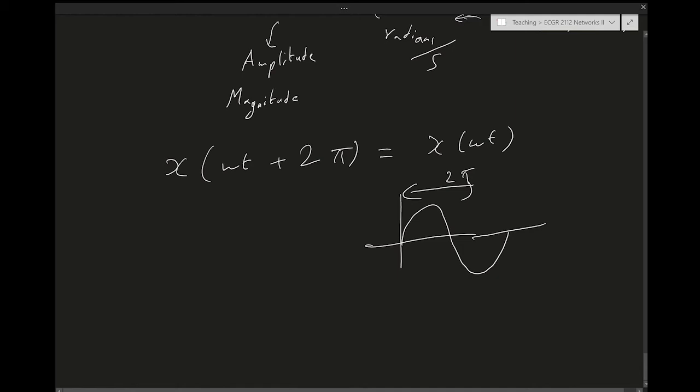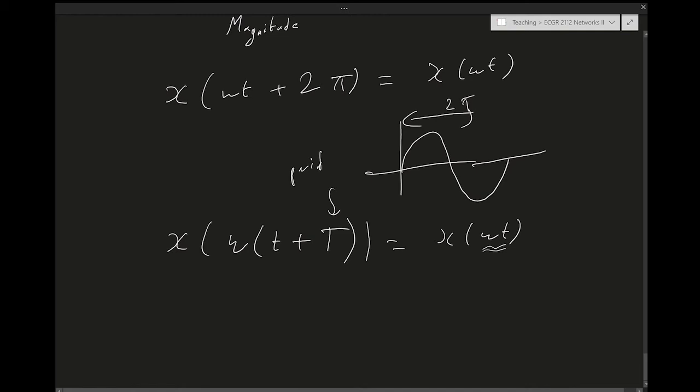Expressing periodicity in terms of time, in general, I can express it this way. It's x of omega, and just looking at the time variable, t plus T, where T is the period. If I shift in time by the period T, I should get the same function, x of omega t. Here I expressed x as a function of omega t rather than just a function of t. So omega in this context is what's called the angular frequency.